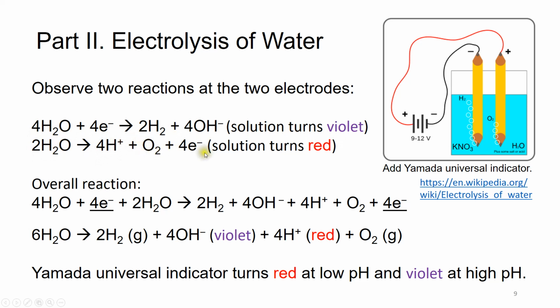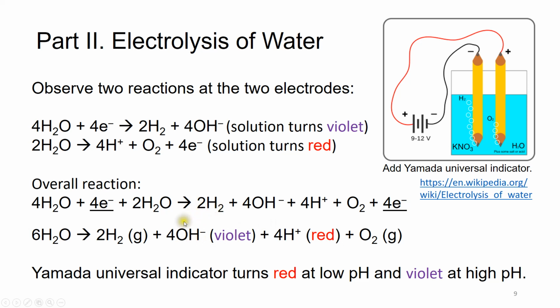At this electrode, the solution is going to turn red. If you remember to add some Yamada universal pH indicator in the solution, over here this is going to turn red, this part is going to turn violet. What about the overall reaction? You just need to sum up these two half-cell reactions. I'm going to sum up the left-hand side and put it here. I'll sum up the right-hand side and put it here, and then we can combine 4 water and 2 water. We get 6 water. This 4 electrons and this 4 electrons cancel.